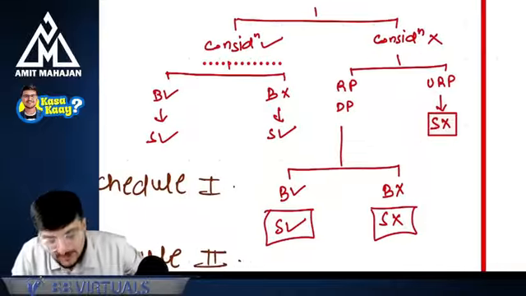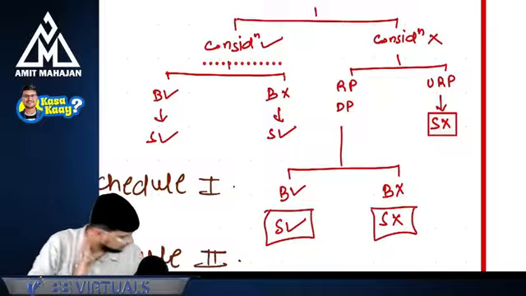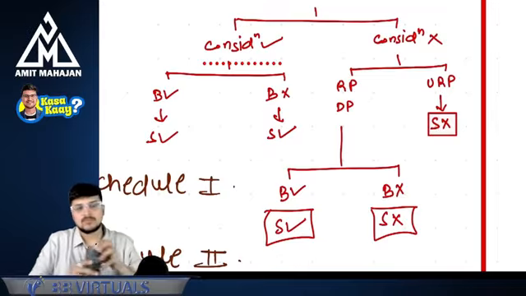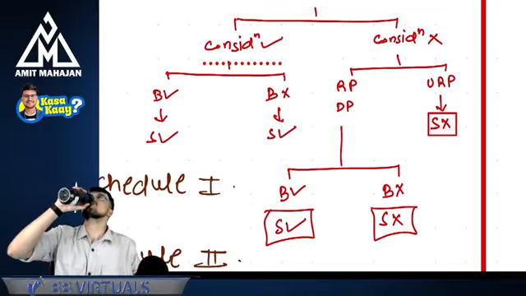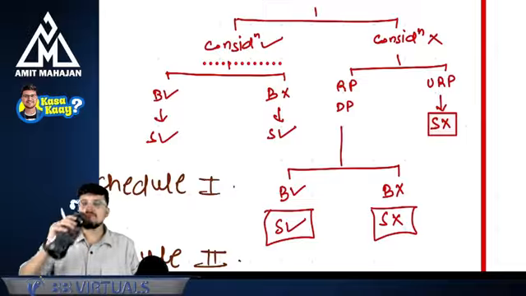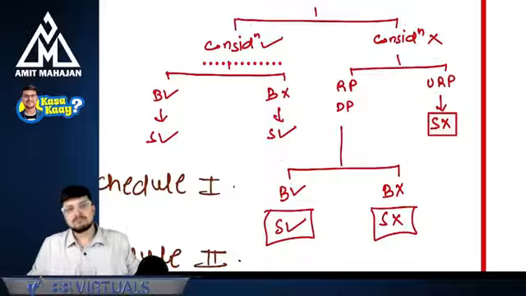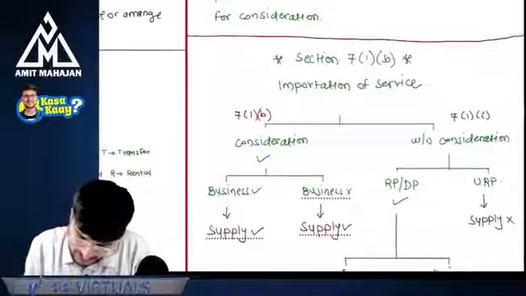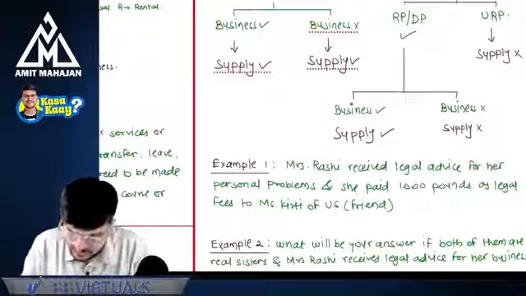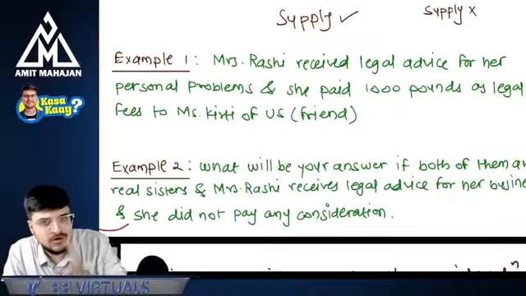You can read this. I'll give you 1 minute to read this. Okay, done. So this is your section 71B, importation of service. Now I'll give you one simple example. Let's try to solve this example. I want you to try this example now.